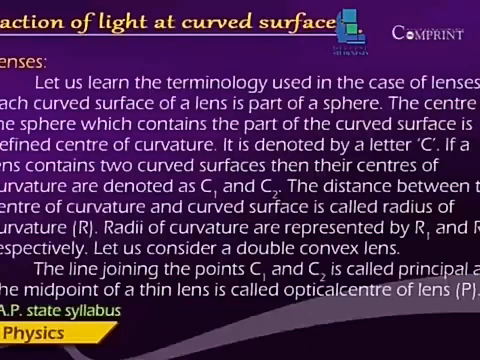Let us consider a double convex lens. The line joining the points C1 and C2 is called the principal axis. The midpoint of a thin lens is called the optical center of the lens.